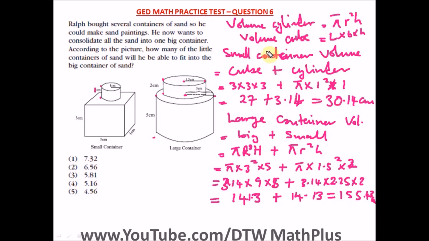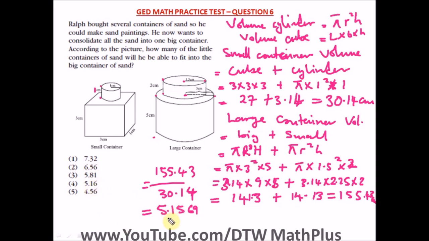And what is the volume of the small container? So to know how many of the small containers would fit into the large container, all we need to do is just say 155.43 divided by 30.14. And when you punch this into your calculator, you're going to have 5.1569. Okay, from here we can see our answer is given in 2 decimal places.